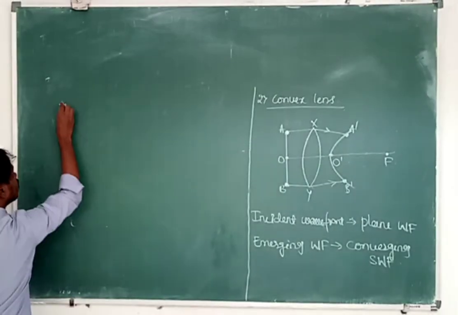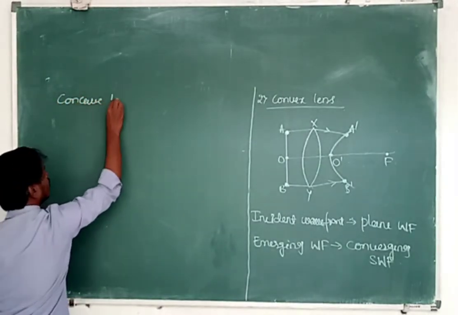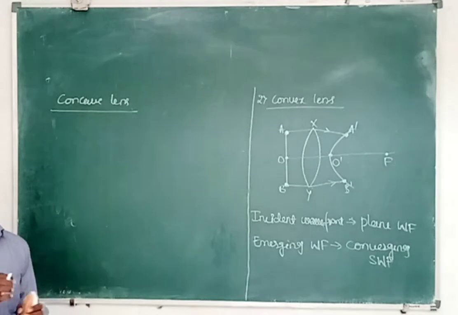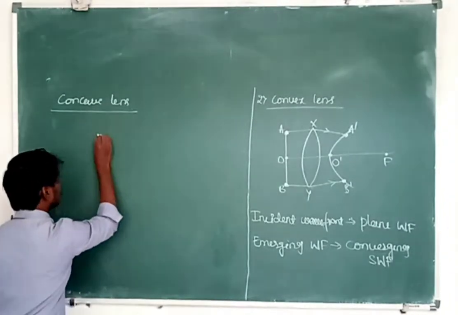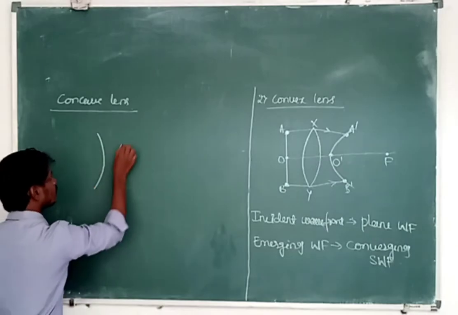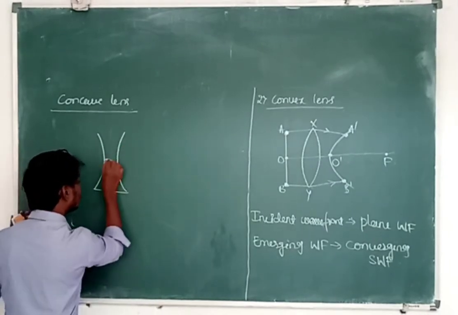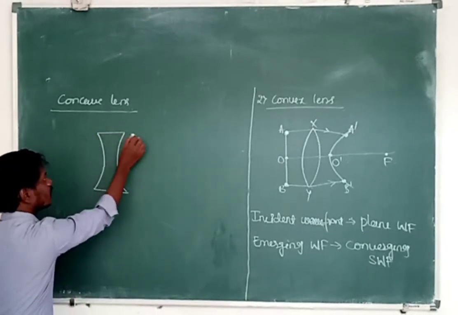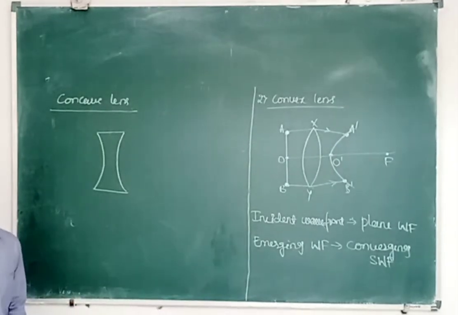Okay, in case of concave lens, we are going to discuss about lens now. What do you mean by concave lens? It is a lens which is thin at the middle and thick at the edges. Edges are thick here, but middle is thin here. This type of lens is called concave lens.